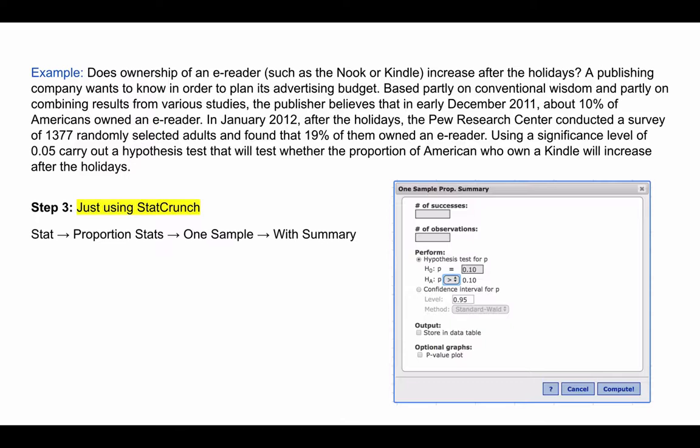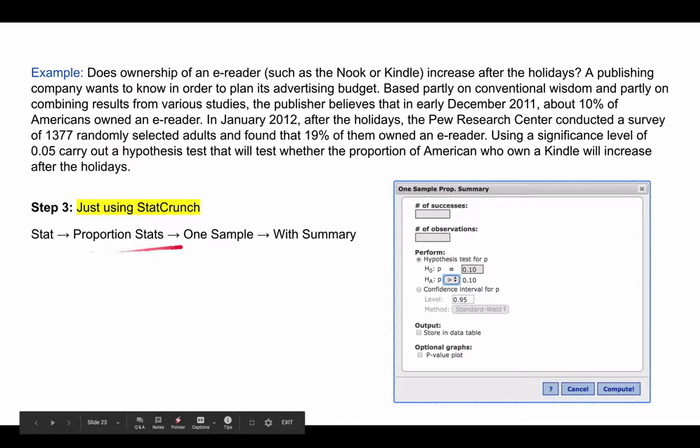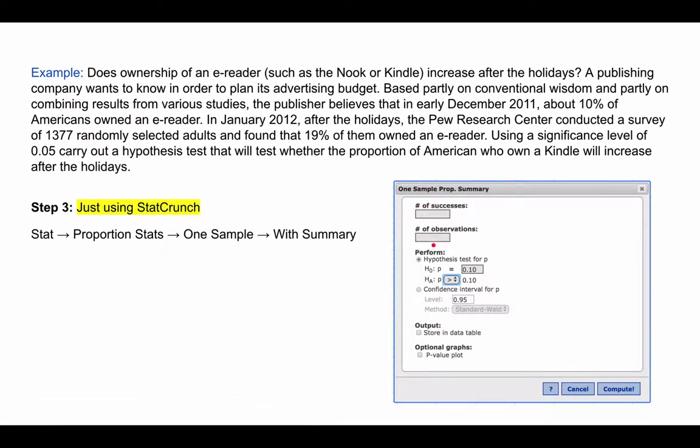So step 3 is figuring out what our p-value is, and we're going to do it this time just using StatCrunch. In the previous video, I showed you guys how to do it with a combination of StatCrunch and by hand, so you can go back to doing it that way if you're curious, but in this one we'll just use StatCrunch. So what we do is we go Stat, Proportion Stats, One Sample, With Summary, and then this box that you see on the right is going to pop up, and we just have to know what we're supposed to fill in to various spots in the box.